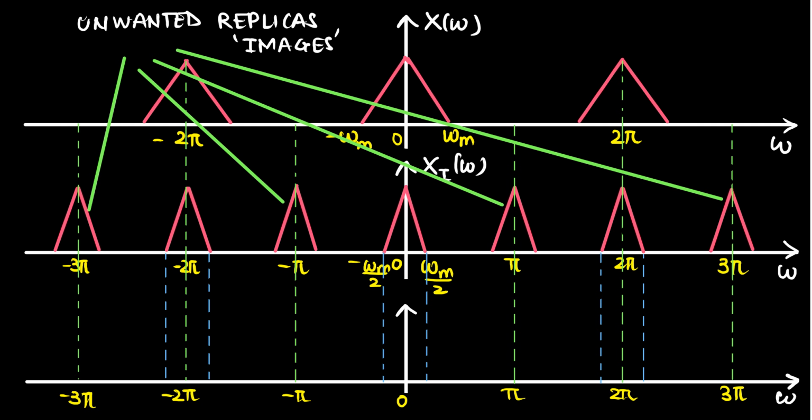So basically we have I minus 1 images. So in this case, one image. So we have unwanted I minus 1 images in case of this interpolation of the discrete time signals.